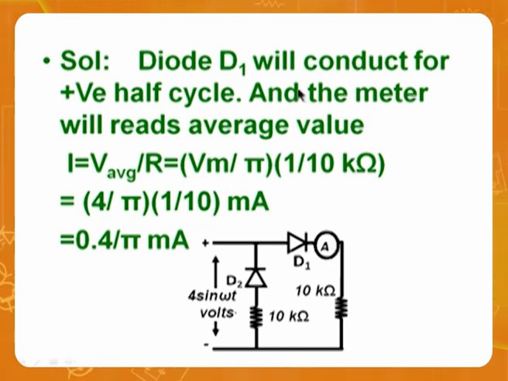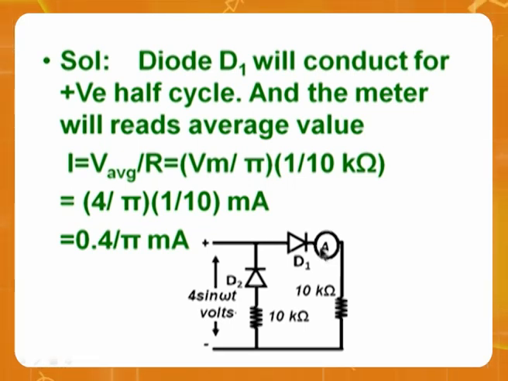He said the ammeter will read average value. So average voltage by R, Vm by pi by R. So 4 by pi, 1 by 10 kilo. Kilo becomes milli. So 1 by 10 will become 0.4. 4 is the peak value here. 4 by pi is the DC value. DC voltage by resistance will give DC current.